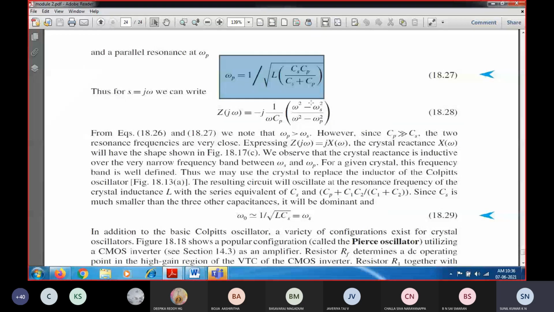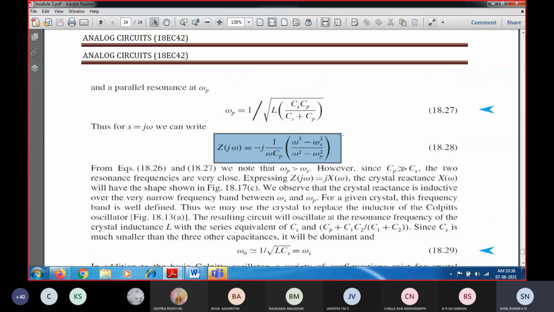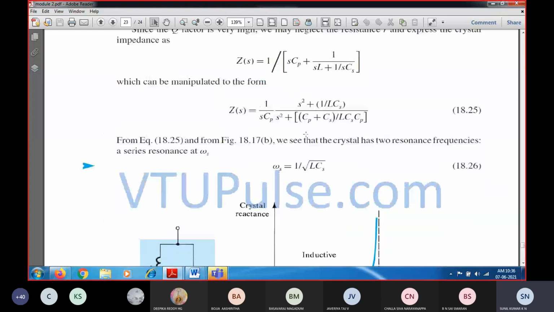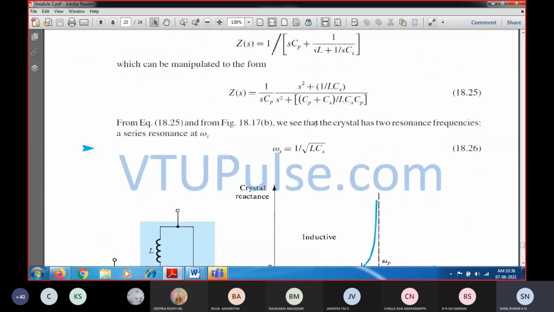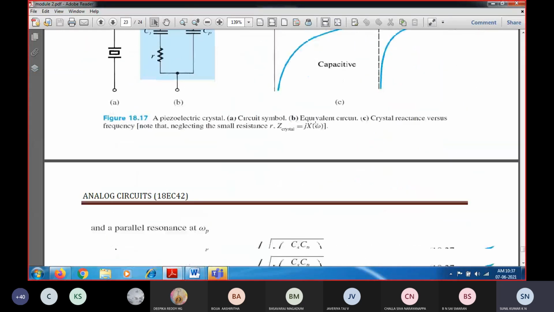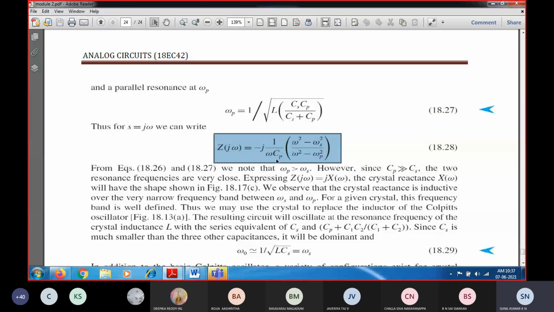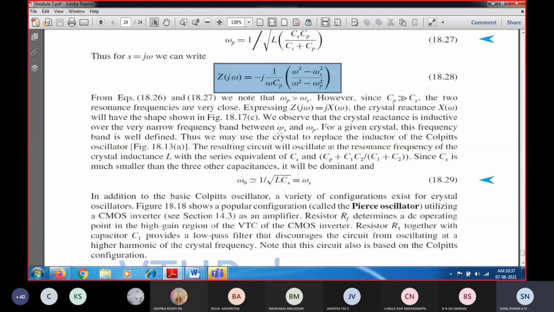If I substitute the complex frequency variable s with j omega, the physical frequency, s is equal to j omega, you can see the impedance parameter. Substituting, you get the same expression with s squared, so minus j into 1 by omega Cp into (omega square minus omega s square) over (omega square minus omega p square). That is the impedance for physical frequencies.